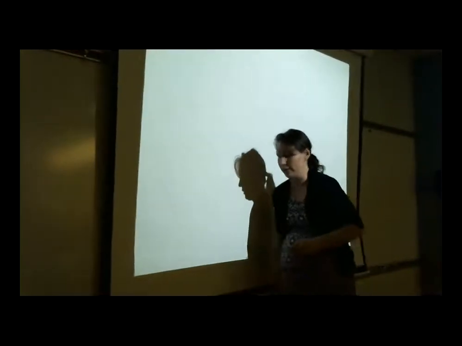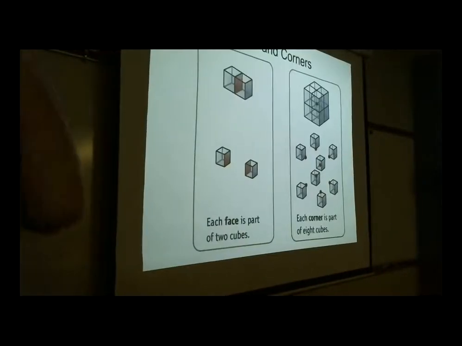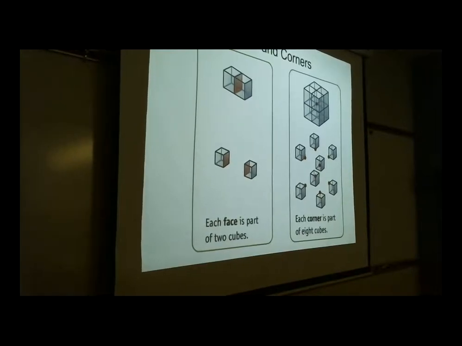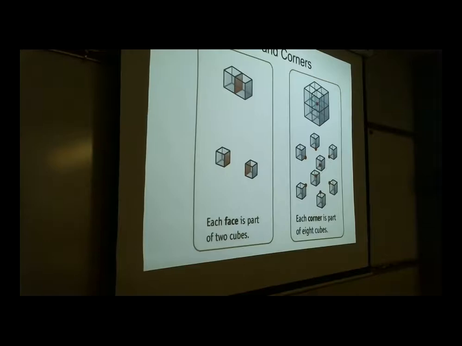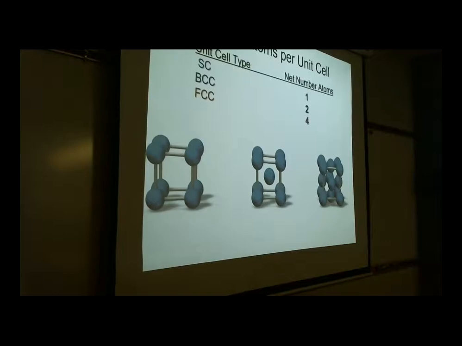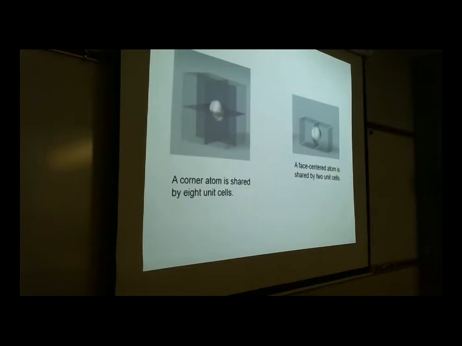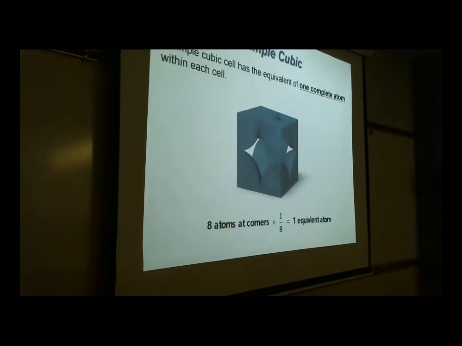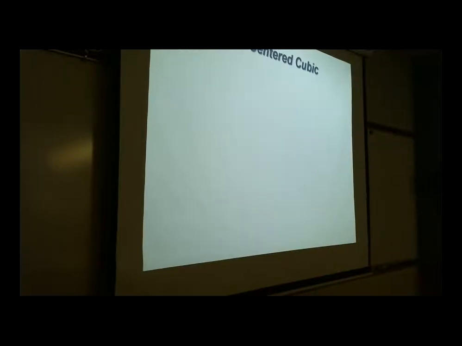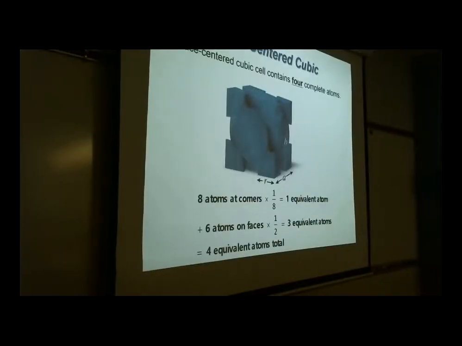So we are going to do some calculations today, but they're not going to be anywhere near as bad as what we're learning on Wednesday. So faces versus corners, right? Corners are worth 1/8, whereas faces are worth 1/2. And net number of atoms, 1, 2, and 4. That's just the summary right there. Any questions thus far? All right. 1 complete atom, 2 complete atoms, and 4 complete atoms. Trying to show you as many figures as possible.